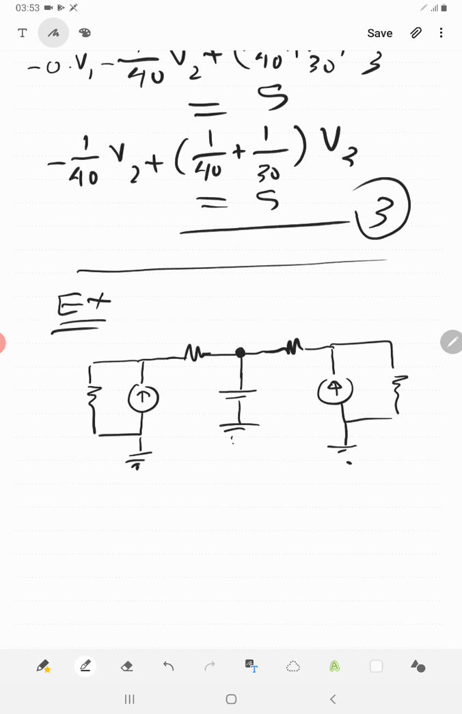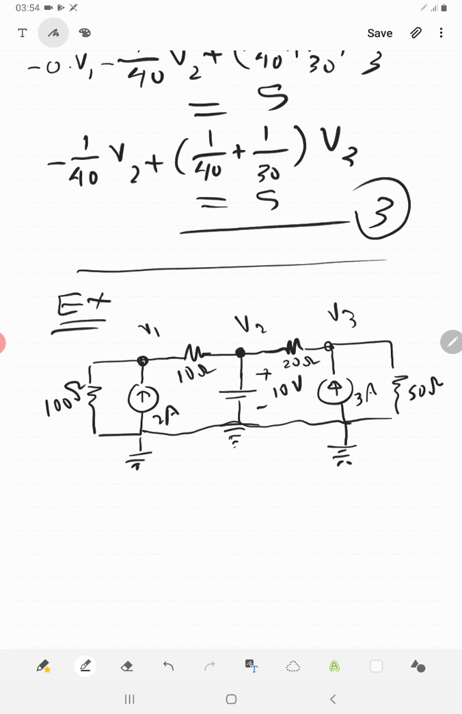Okay, now let's say we have here plus minus 10 volts, and we have V1 here, V2 here, and V3 here. Let's have 10 ohms, 20 ohms, 50 ohms, 100 ohms. Let's have 2 amps here and 3 amps here. Okay, this is simple circuit. When you see ground here, ground here, ground here, it means all these are connected together, right?